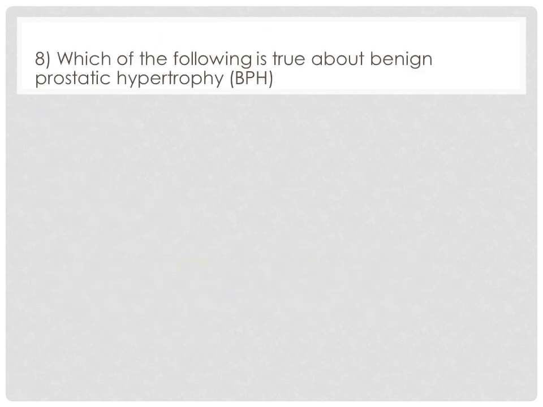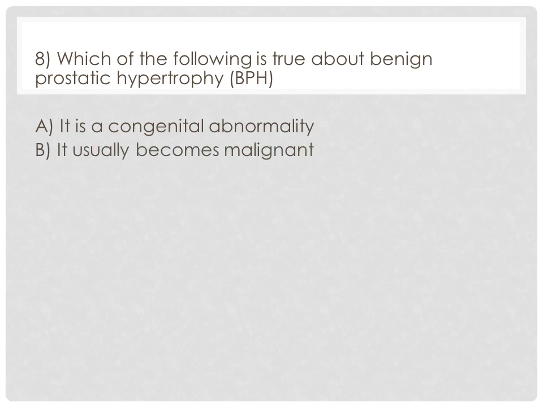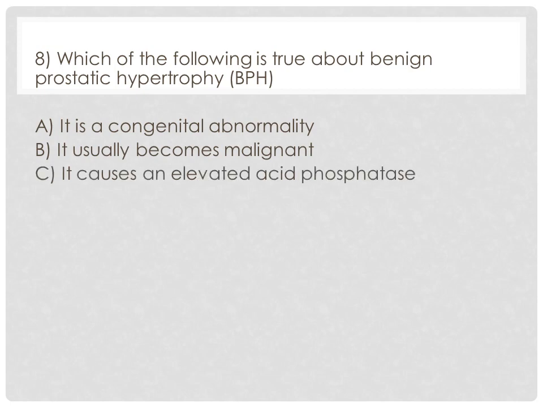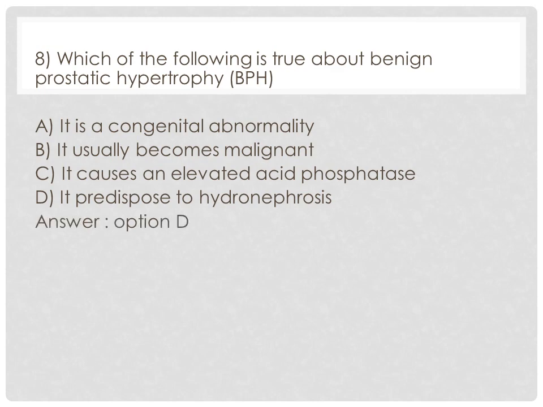Which of the following is true about benign prostate hypertrophy? The options are A. It is a congenital abnormality. B. It usually becomes malignant. C. It causes an elevated acid phosphatase. And D. It predisposes to hydronephrosis. And the answer is option D. It predisposes to hydronephrosis.